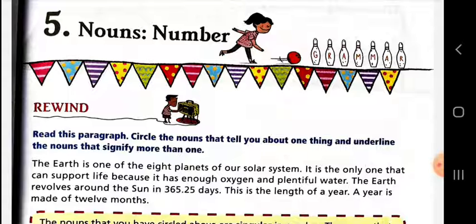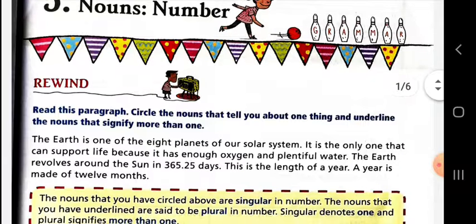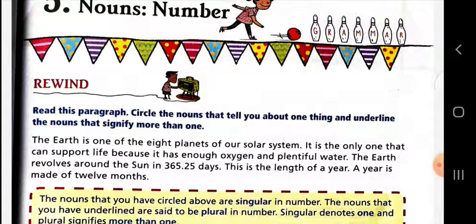Students of class 5th, I am going to tell you English grammar, chapter number 5, noun and its numbers. In my previous video, I taught you about noun and all its kinds. And now in this video we will talk about the number. Dear students, noun has two numbers, singular number and plural number.